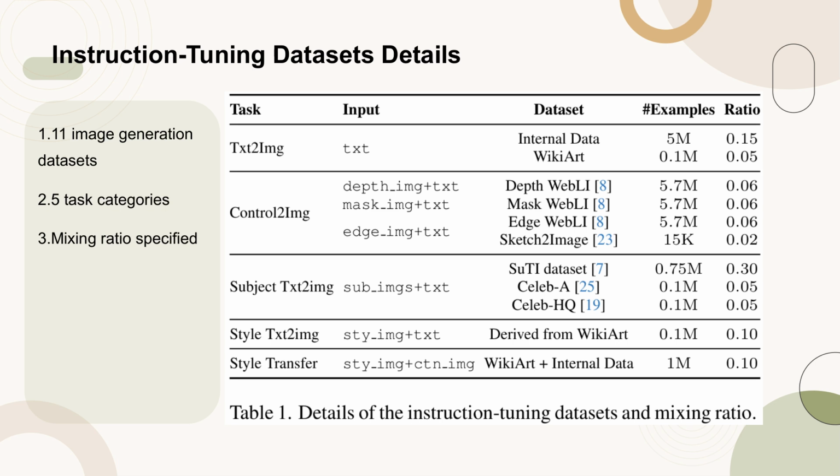It details 11 distinct image generation datasets, categorized into 5 main task groups, each with specific model input conditions and data statistics. The table also outlines the mixing ratio for these datasets, which is crucial for the multitask mixed dataset used in the instruction tuning stage. This information is essential for understanding the diversity and complexity of the data on which the model is fine-tuned, enabling it to handle a wide range of image generation tasks effectively.